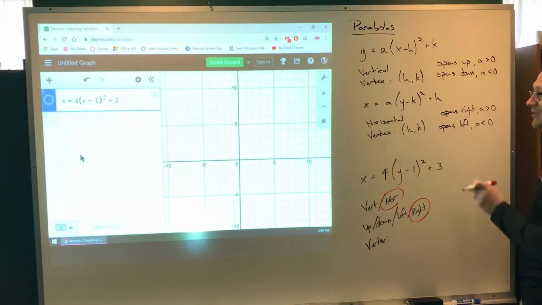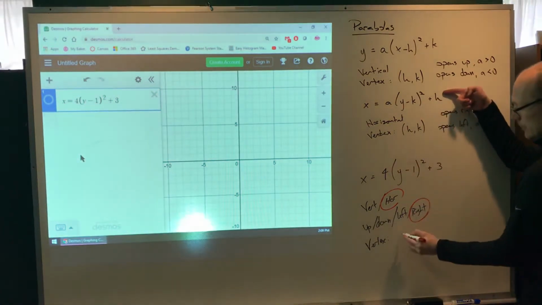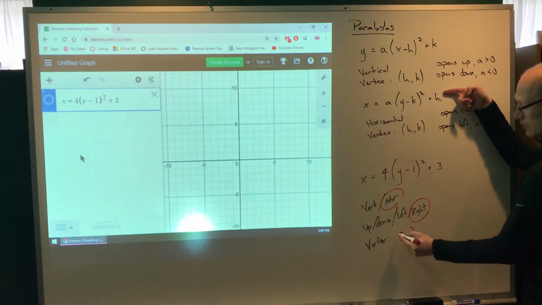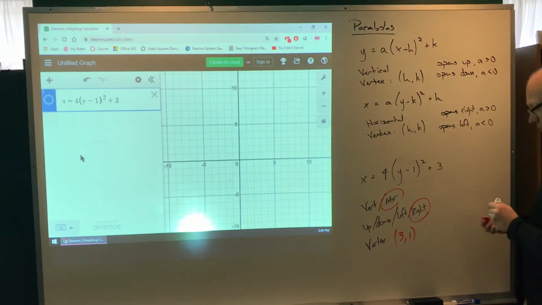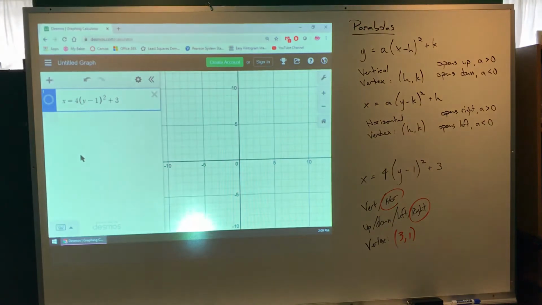What's my vertex? My vertex is (h, k). What am I adding? Looks like I'm adding 3. What am I subtracting? Looks like I'm subtracting 1, so my vertex is (3, 1). And if I were to graph this in Desmos, have I mentioned Desmos before? Desmos.com. It could very well be your best friend during the quarantine. This right here ends up being our parabola. You notice that it has a vertex of (3, 1), and it opens in that sideways direction.